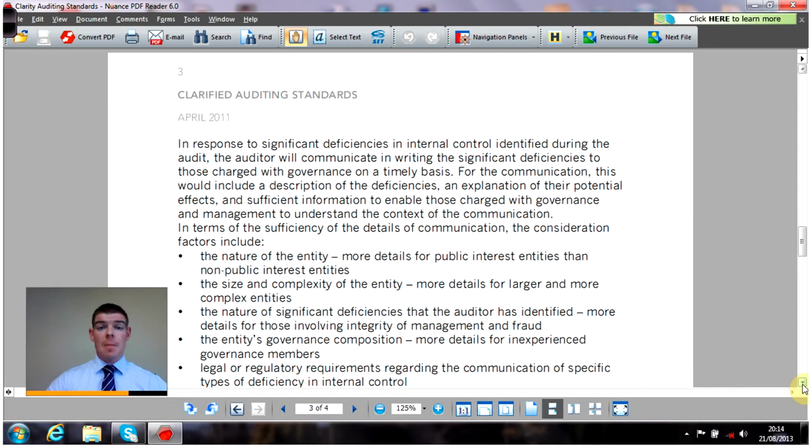If the entity is complex and the significant deficiency has a huge or significant impact on the financial statements, again, that must be communicated in sufficient detail. Also, for example, if the board or those charged with governance don't have enough detailed financial expertise, therefore the auditor has got the duty to report in enough detail and with enough clarity the impact of the significant deficiency of internal control.